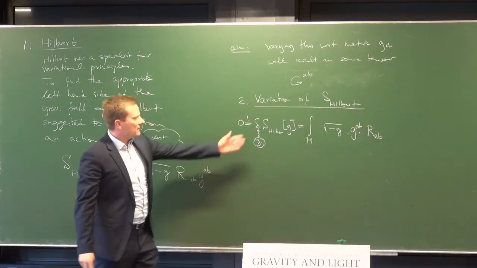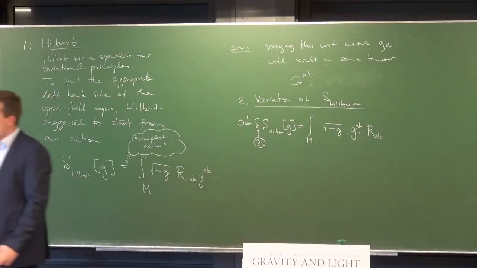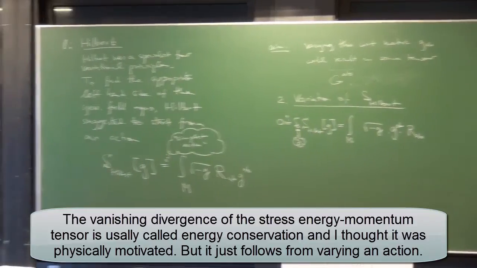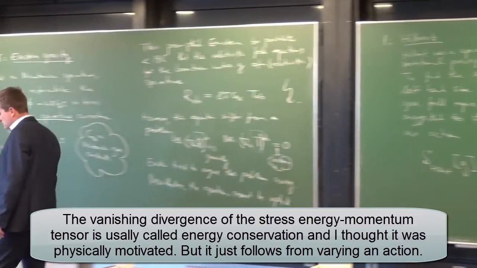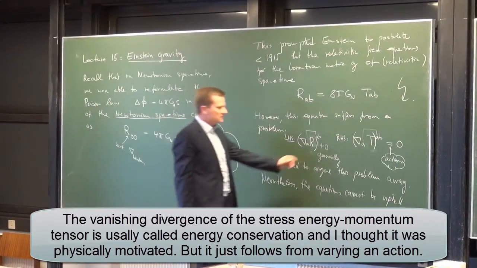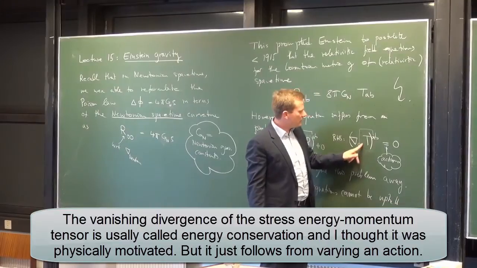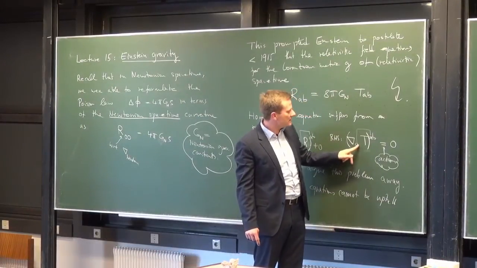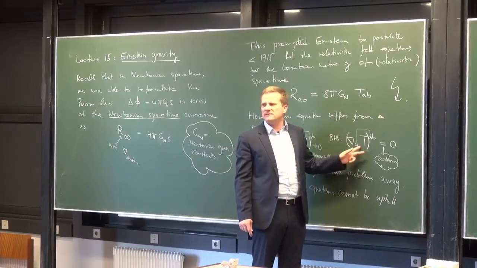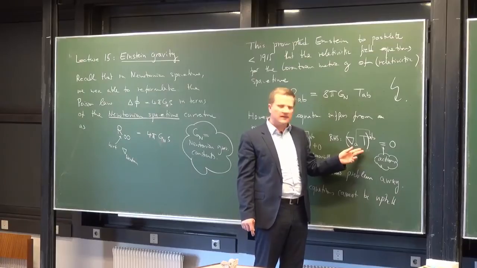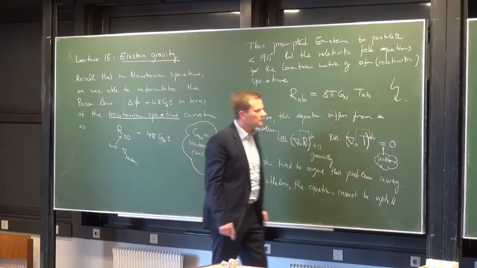Okay, one more thing. Yes. So the stress energy tensor is divergence free. Usually it's just called energy conservation, and I thought it's physically motivated. I don't quite see how it follows from deriving from an action. It follows because if you formulate the action chart independent, you can actually show that this implies a Noether theorem that gives you that. That's the point. So this can really be shown from there. Okay.